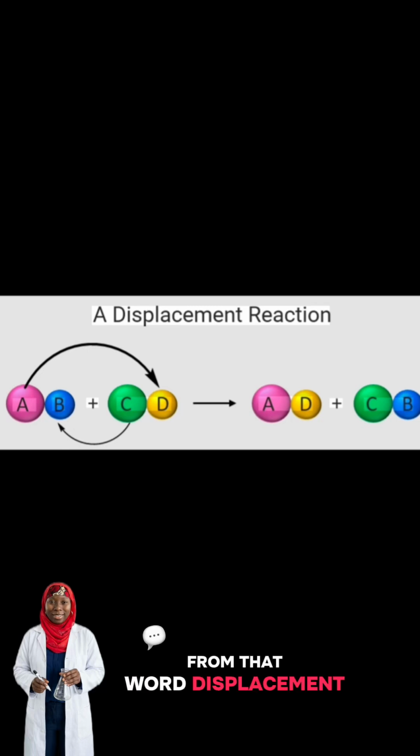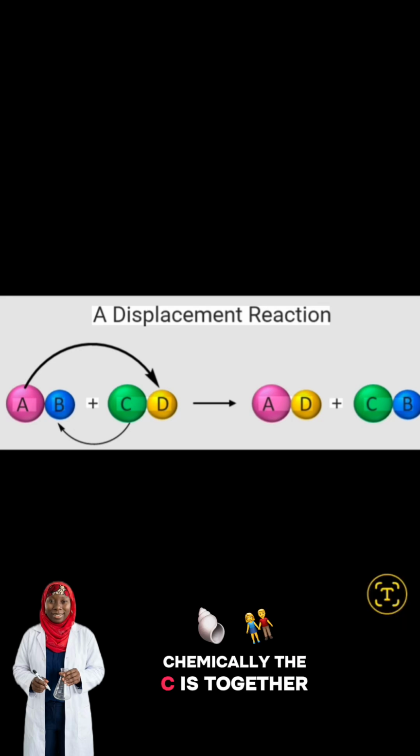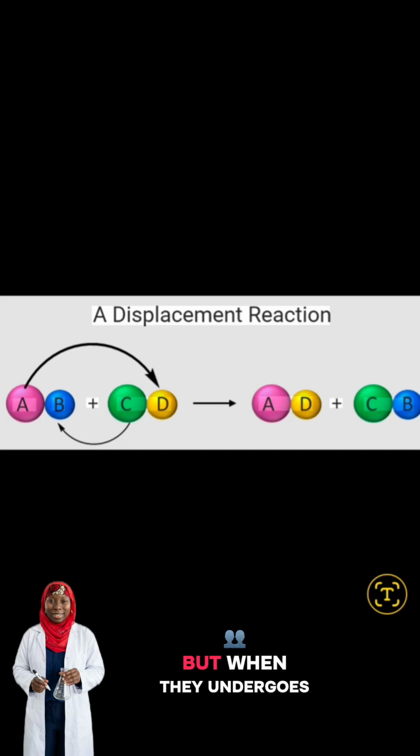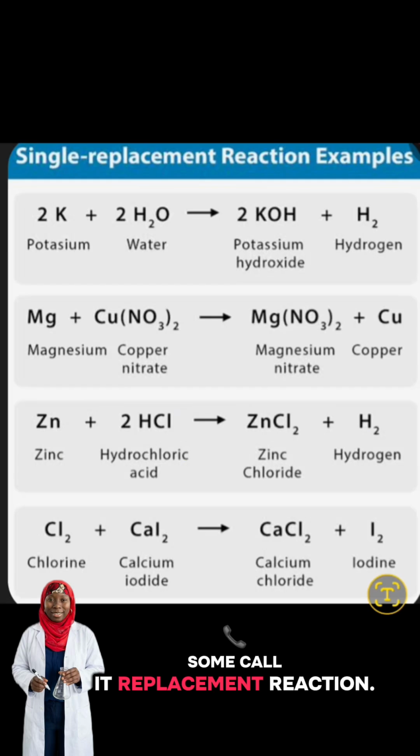From that word displacement, it means to replace one substance with another. Look at the model on the board. We have A is together with B chemically, then C is together with D. But when they undergo chemical reaction, what happens? There's a rearrangement. B is being replaced by D from the second reactant, while D is being replaced by B. That is a typical example of a displacement reaction. Some call it replacement reaction.